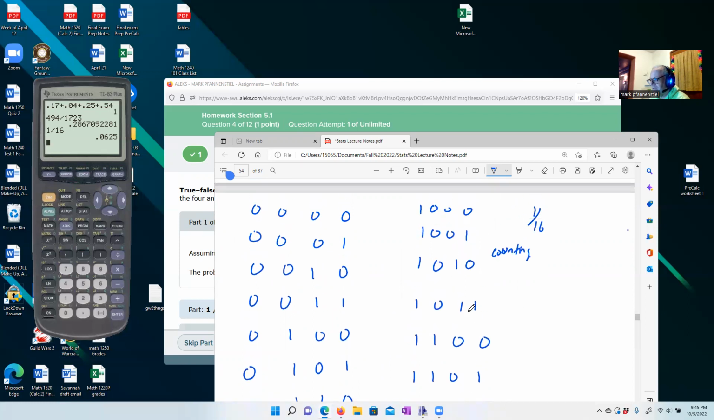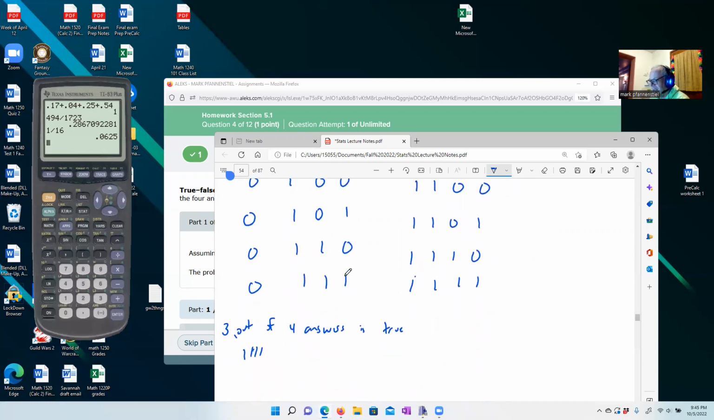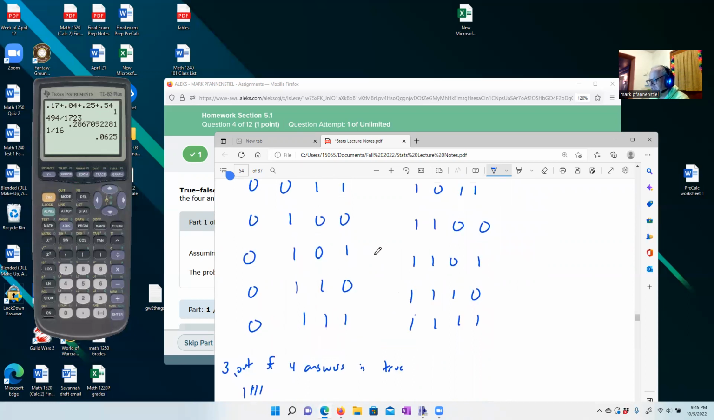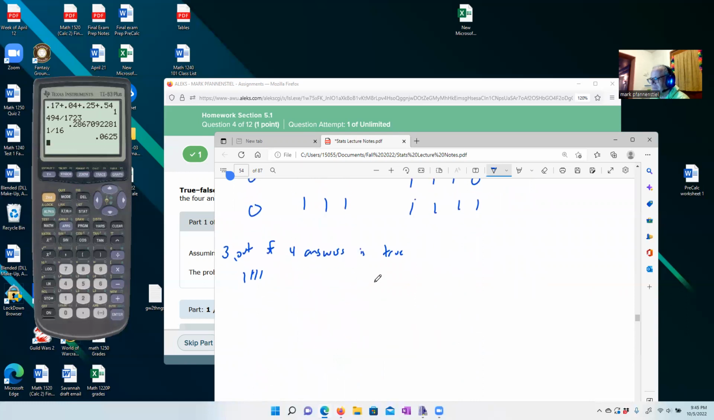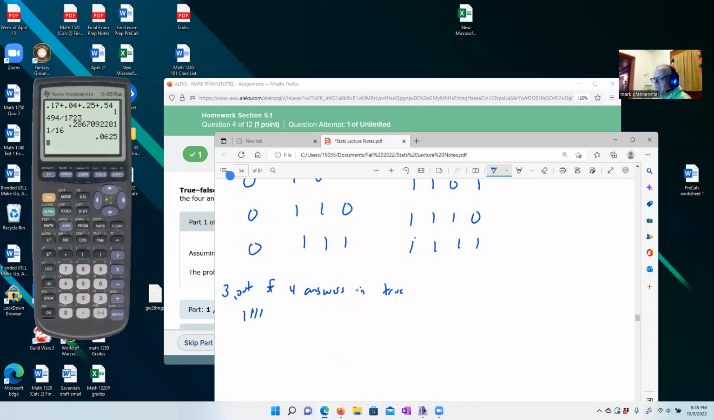And it doesn't matter which cases they want. We're just adding up all the possibilities where we have 3 answers to be true and 1 answer to be false. Okay, that's all we're doing here. So there was 1, 2, 3, 4 out of the total possibilities of 16.